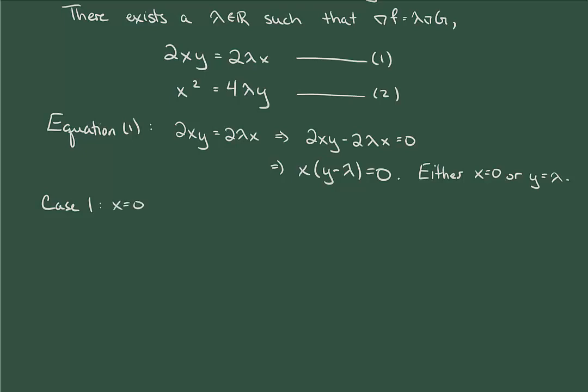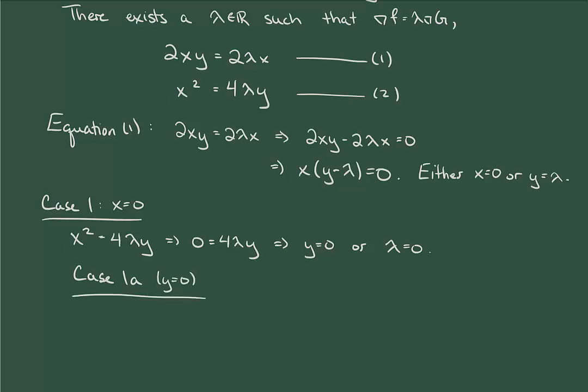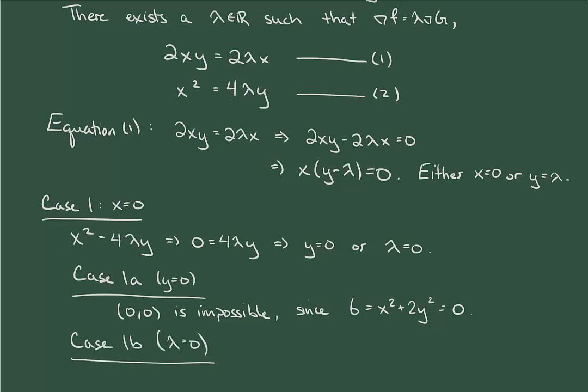Case 1, let's take x to be 0. So now looking at equation 2, if I plug x equals 0 into this, I get 0 is equal to 4 lambda y. Again, product of two things being 0, either y is 0 or lambda is 0. So we have subcases. Let's suppose that y is 0. Well, we've now said x is 0 and y is 0, and that's impossible, because if we plug this into the constraint, we get 6 is 0. Obviously nonsense.